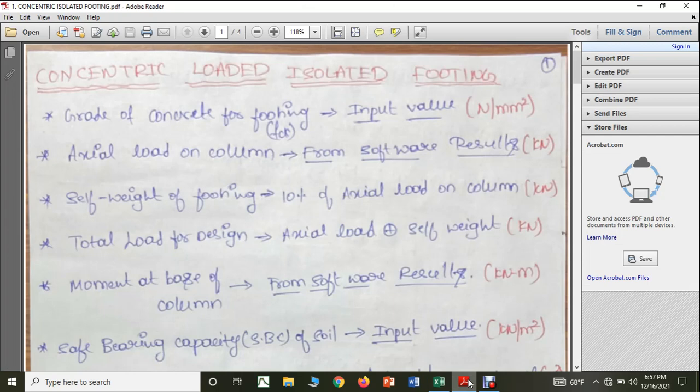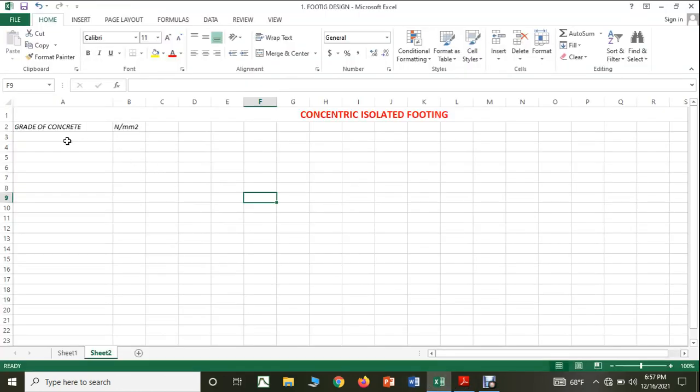The next step is axial load on the column. That also we are supposed to give from the software, so that is also an input. The axial load on the column will be given in kilonewton. This also we will make italic, in order to make clear that this is also an input value.